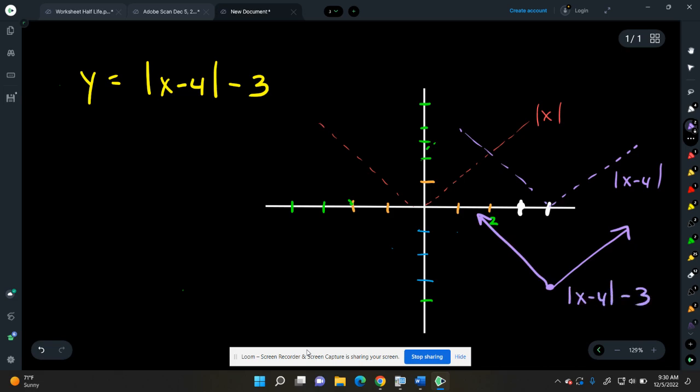Couldn't you technically go down 3 first and then up? Yes, you could. Oh, okay. Yes, you could.